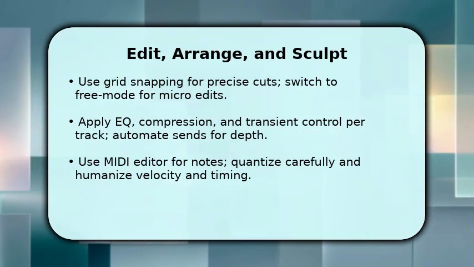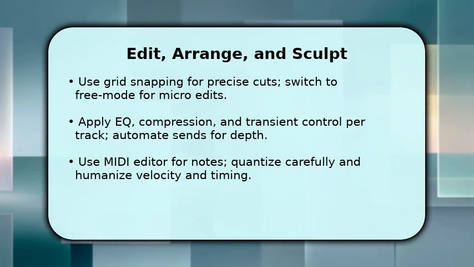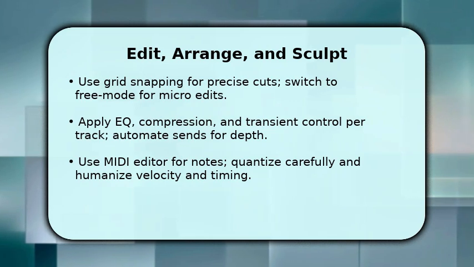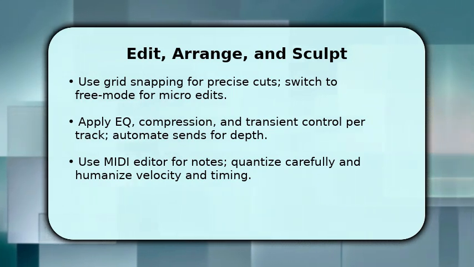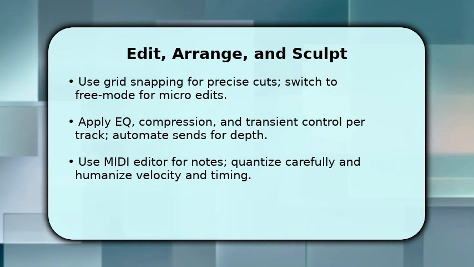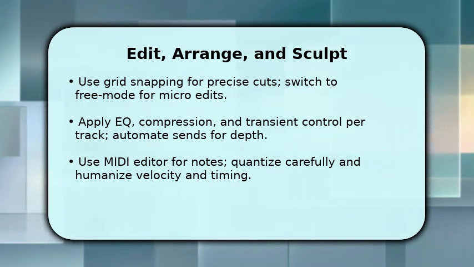Next, you move into editing and arranging. Use grid snapping for precise cuts and switch to free mode when you need micro adjustments. Apply EQ, compression, and transient shaping on each track to carve space and control dynamics, and automate send levels for reverb and delay to add depth.